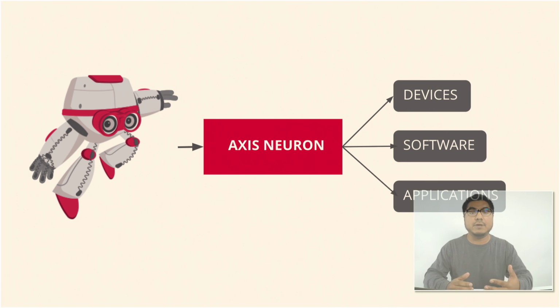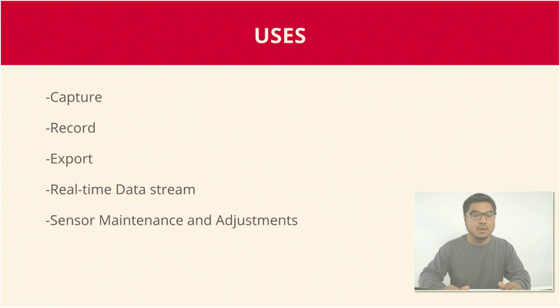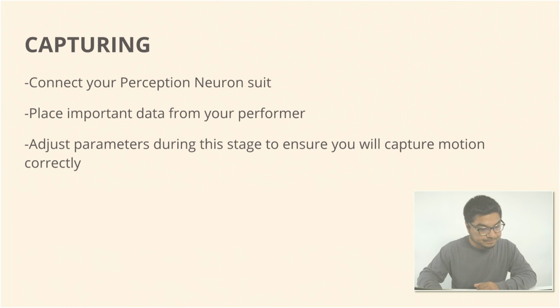So it is also very important to understand the tools of what goes inside of the system, so that you can capture your system correctly. So the uses, really quick. The uses for Axis Neuron are capture, record, export, real-time data, and sensor maintenance adjustments. So those are the real uses of Axis Neuron. That's very important to always remember.